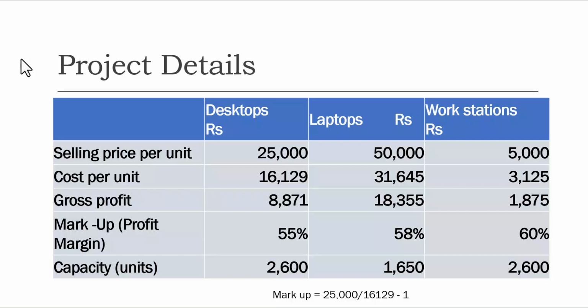And 3,125 would be the cost of a workstation. So what will be the gross profit? 8,000, 18,000, and 1,800 for each of the products. So markup, that means how much will be your profit margin? 55, 58, 60. Now I've given the formula to calculate the markup here, which is 25,000 divided by 16,000. That means the selling price of the desktop divided by the cost per unit, minus 1. So that becomes the markup.